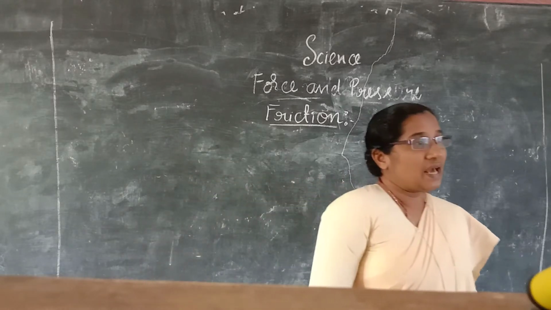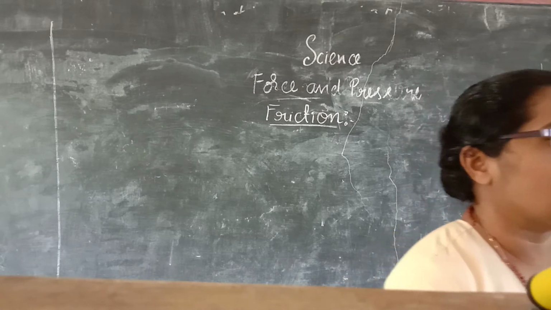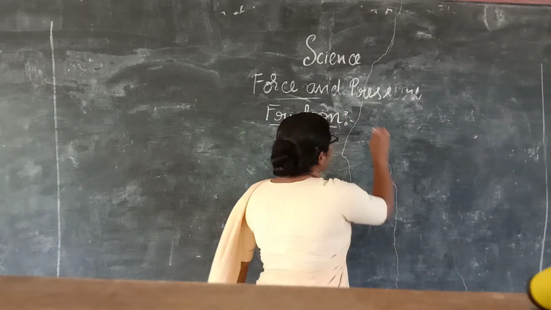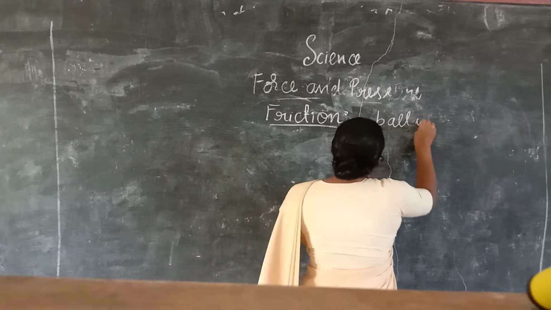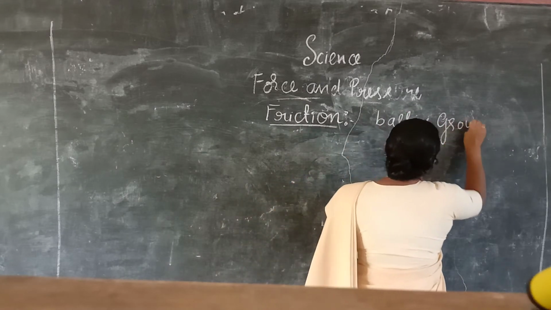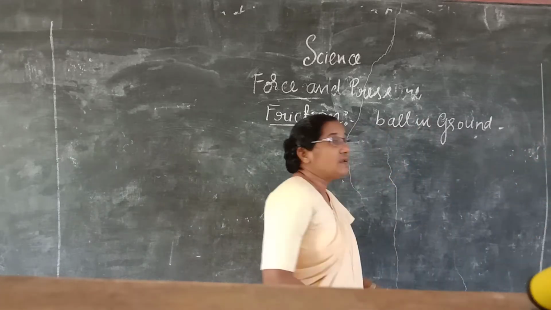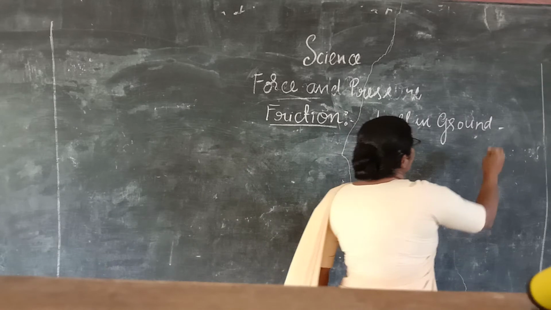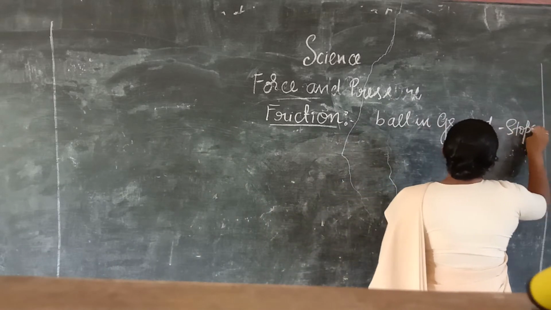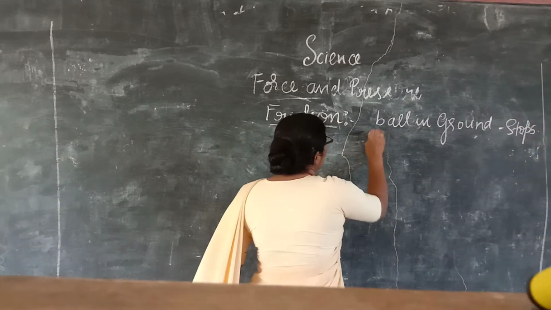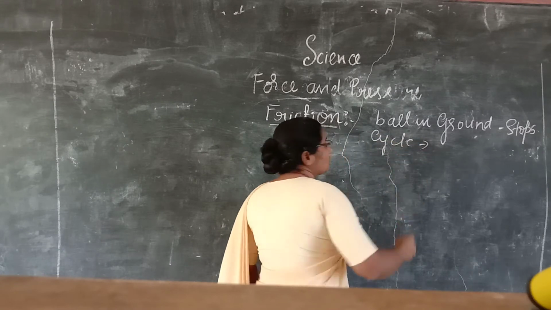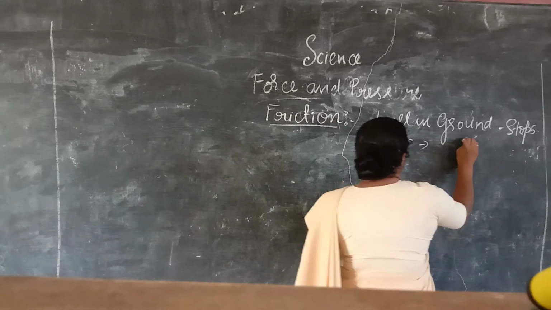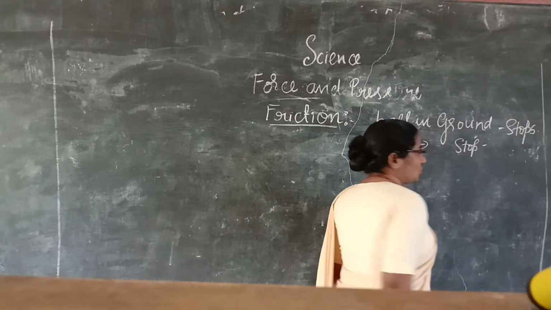So what is friction? You take a ball and keep it on the ground. The moving ball slowly starts, and after moving, at the end, what happens? It slowly stops. Secondly, you are pedaling a cycle, and first you are going very fast, and after some time when you stop pedaling, what happens? The cycle stops.